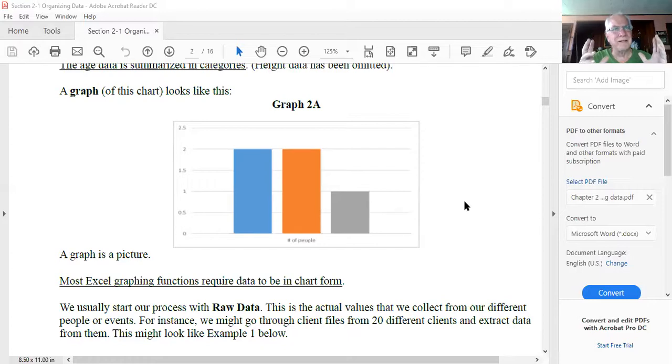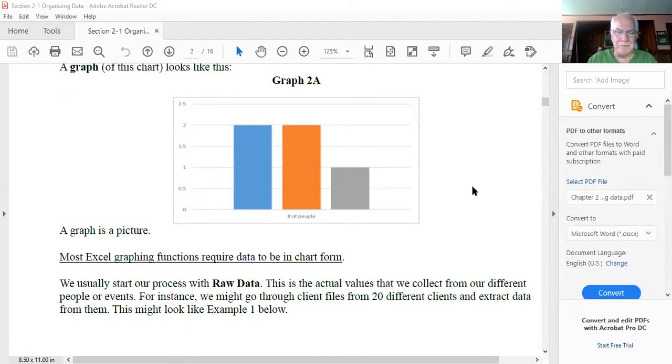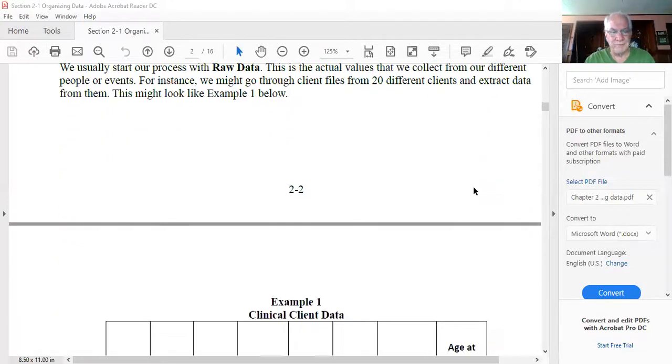I just want to alert you to the fact that if you're going to graph something, you probably have to turn it into a chart form. That is, you have to do some sort of summarization of the data. If you don't, you'll probably end up with something where you look at it and go, I have no idea what that means, because it doesn't mean much of anything. It's not very useful.